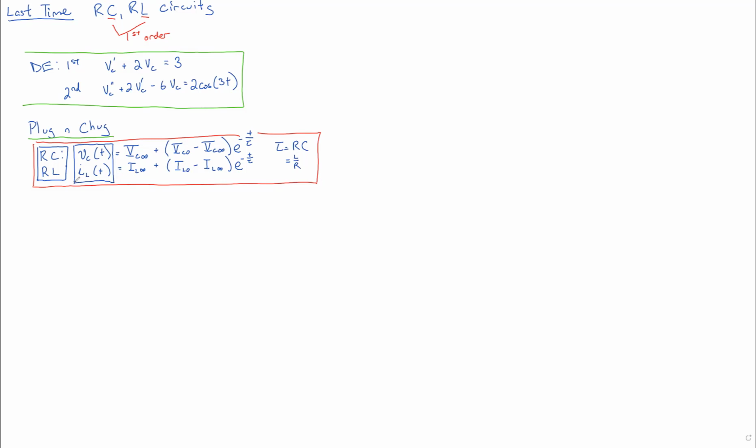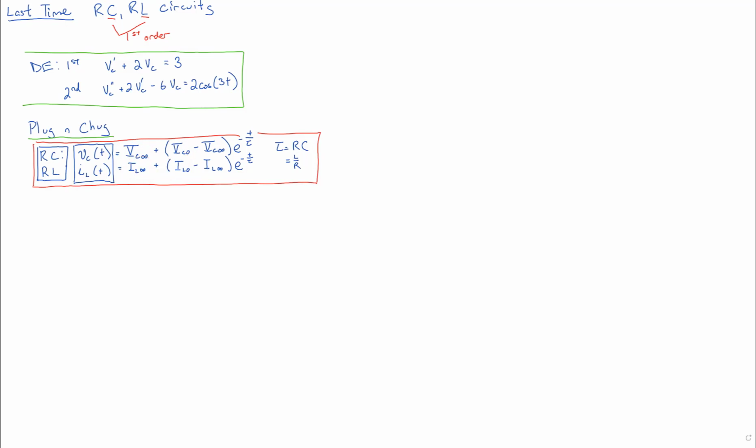Quick question. Does that say infinity, like IL infinity, or does that say zero? I'm not sure which one you're talking about. If you're talking about this, it's VC at infinity. And if you're talking about this, it's IL at infinity. And this is VC at 0. This is IL at 0.